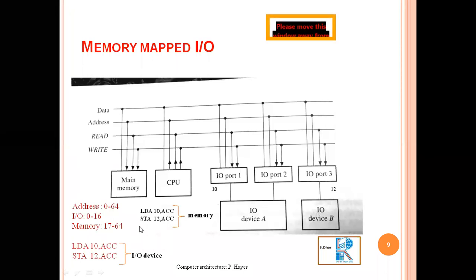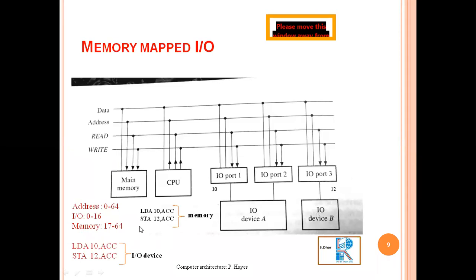The meaning is, if the load and store operation accesses the memory location from 0 to 16, people will understand that this is the IO transfer operation. And if the load and store operation accesses the memory location from 17 to 64, people will understand that this is a simple memory operation. Clear? Now see the example.